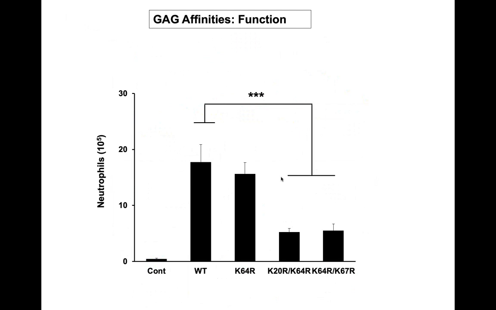So lower GAG affinity reduces function, and higher GAG interactions reduce function too. That once again emphasizes that they are involved in ionic interactions, but lysines and arginines are definitely not equivalent.